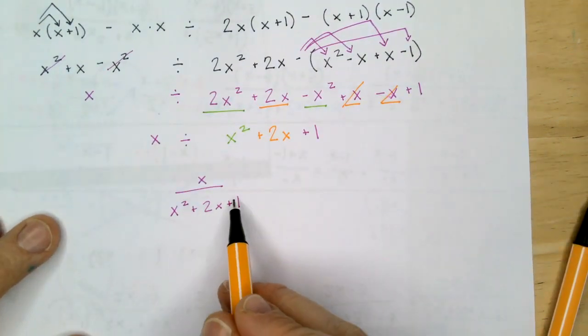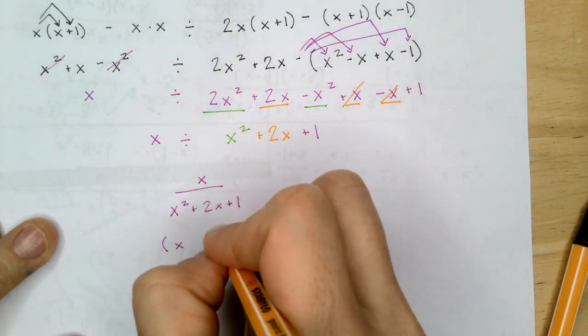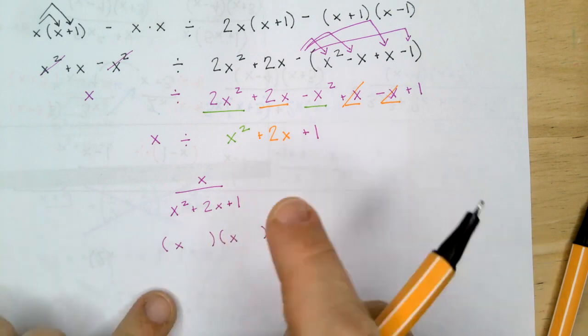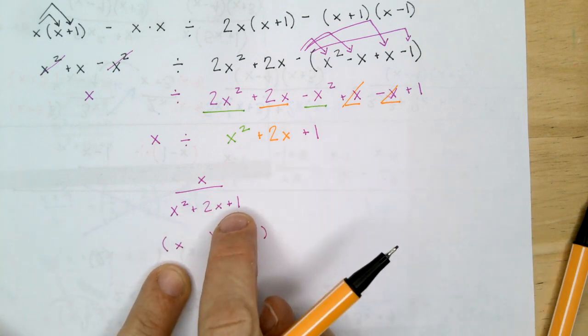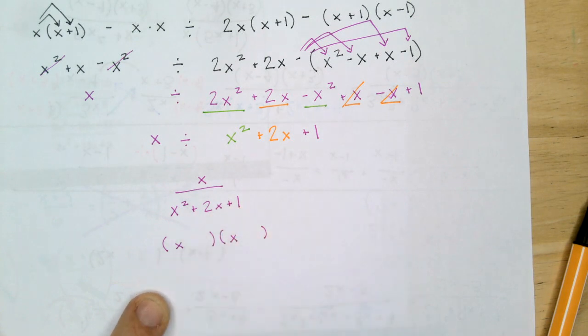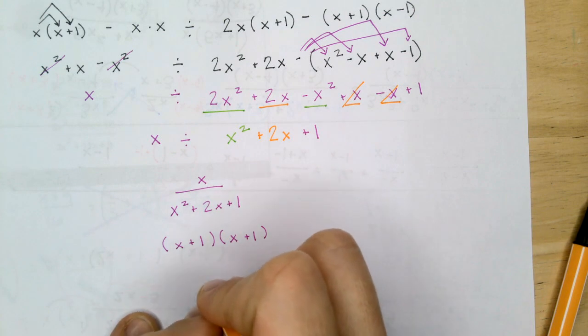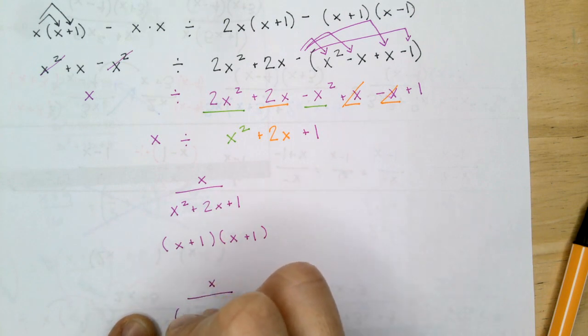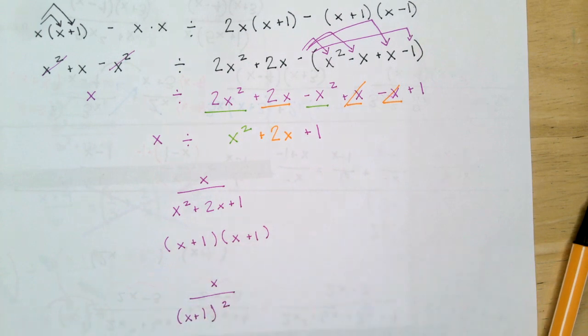I'm not going to be able to factor out an x, but it did say leave it in factored form. So is there anything that will multiply to equal 1, but add to equal 2? Yeah, it's just x plus 1, x plus 1. So it's actually x divided by x plus 1 squared would be the factored form of that.